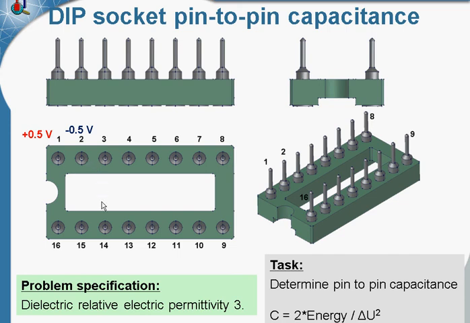Relative dielectric permittivity of the plastic is 3. To calculate capacitance, I should simulate an electrostatic problem. I will assign positive and negative potentials to the pins. QuickField would calculate electric field distribution and the stored energy. And the capacitance is then double energy divided by the potential difference squared.